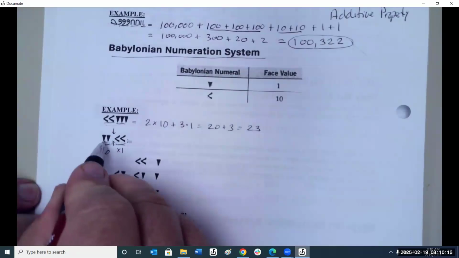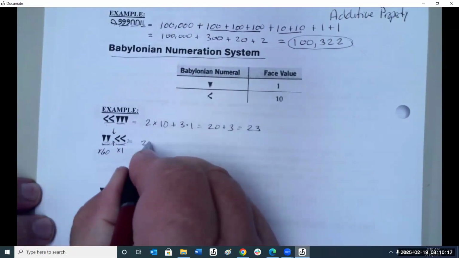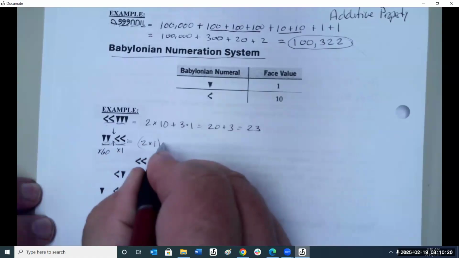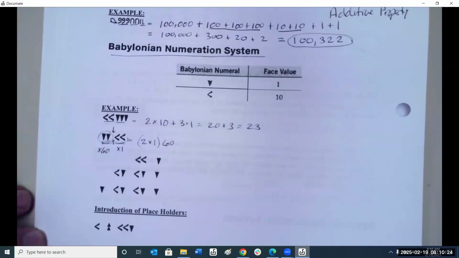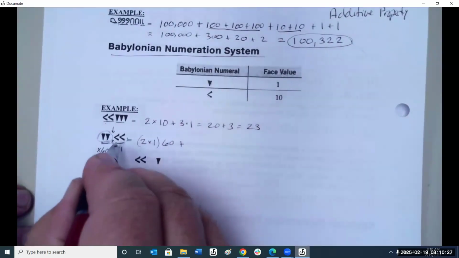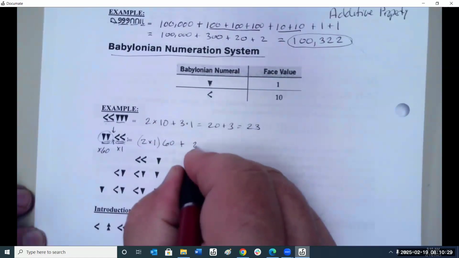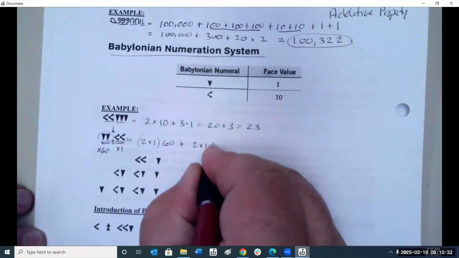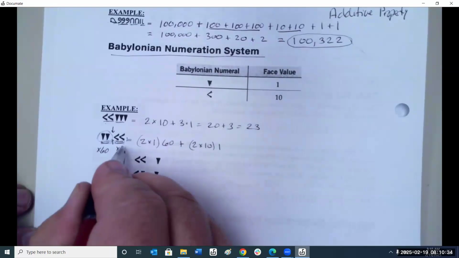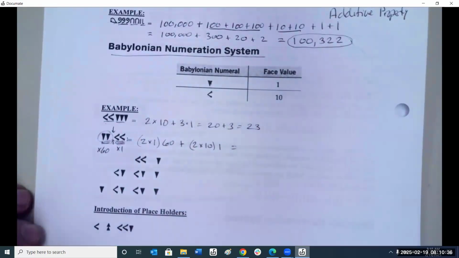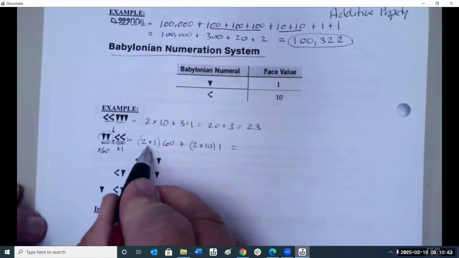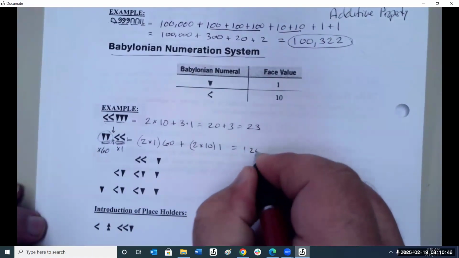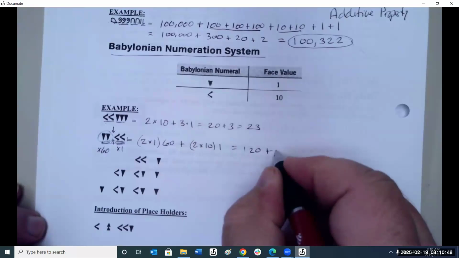So what we have here, we have 2 times 1, but they're times 60 because they're in the second bound. Plus 2 times 10 times 1 because they're in the first bound. So 2 times 60 is what? 2 times 10.